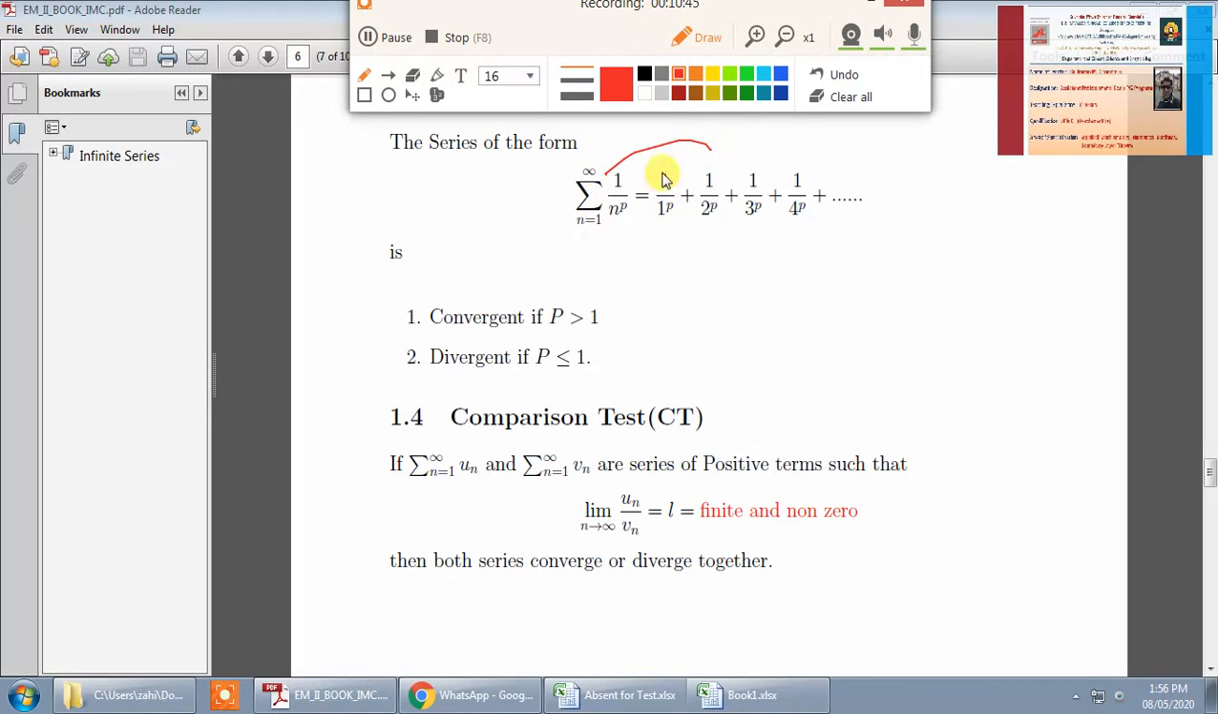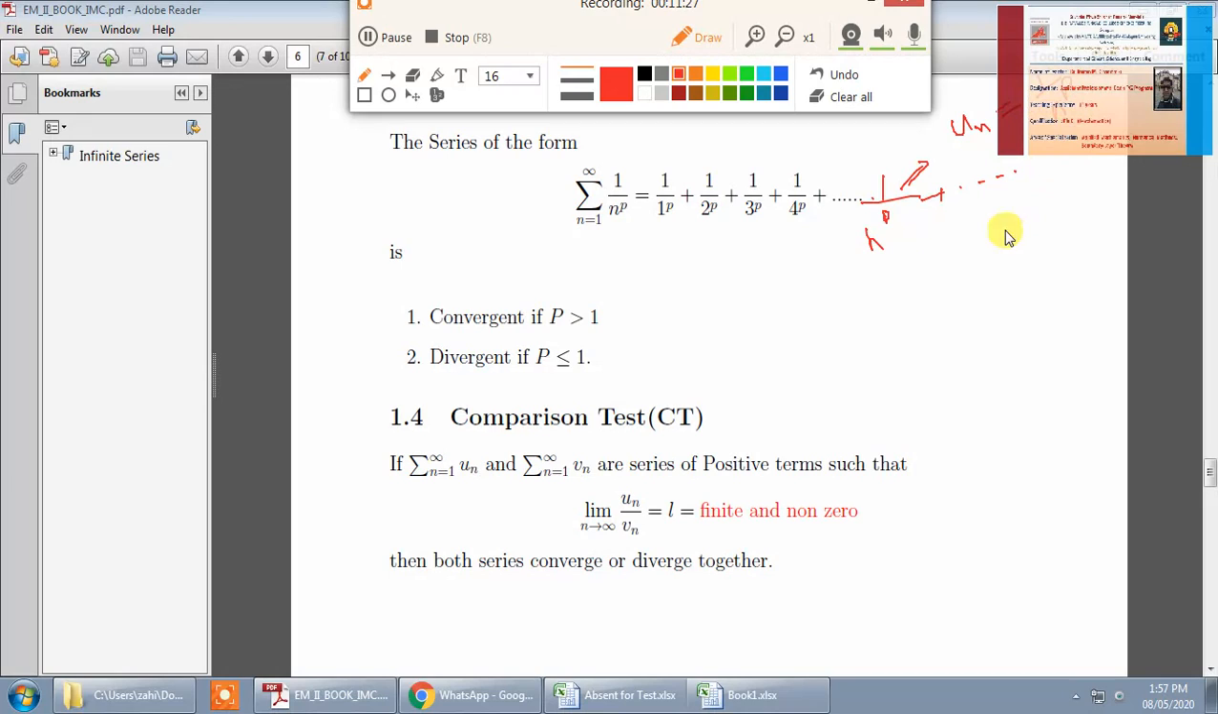If you put n equal to 1, we get 1 upon 1 raised to p. If you put n equal to 2, we get this. If you put n equal to 3, we get this. N equal to 4, we get this, and so on. So it is called a power series because it has powers of numbers: 1 upon 1 raised to p plus 1 upon 2 raised to p plus 1 upon 3 raised to p plus 1 upon 4 raised to p, plus and so on. Note that its nth term will be 1 upon n raised to p. So this series has u_n equal to 1 upon n raised to p.